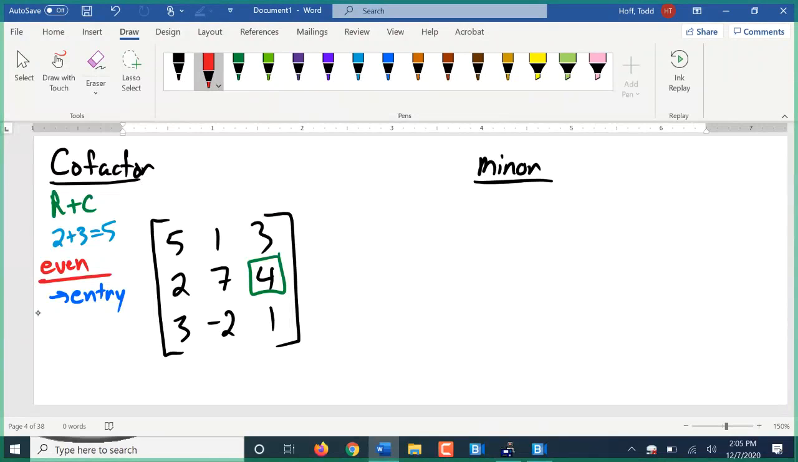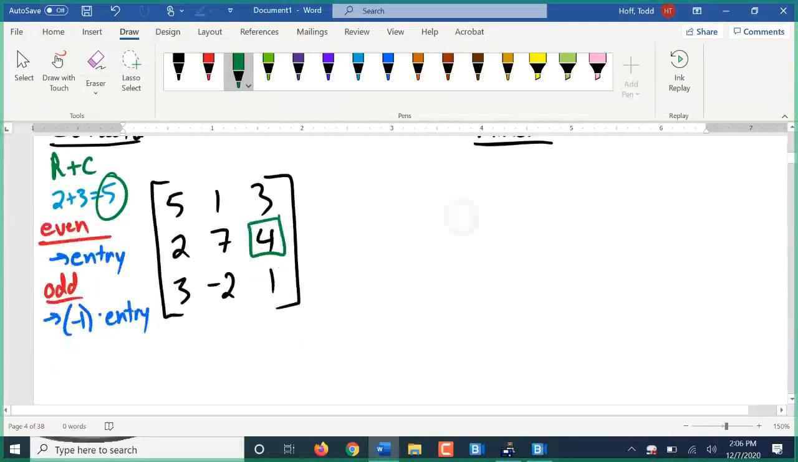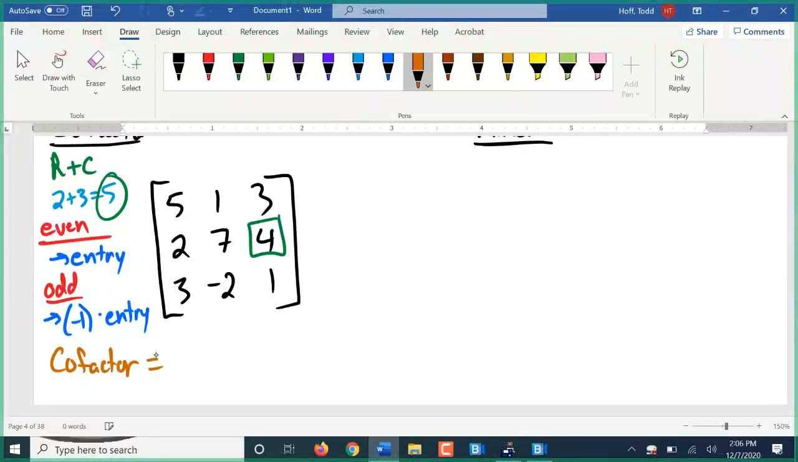If that sum is odd, then the cofactor is -1 times the entry. Well, here it is odd. 2 plus 3 makes 5. That 4 is in an odd location, which means the cofactor of the 4 in that location equals -1 times 4, or -4. So that entry has a cofactor of -4.